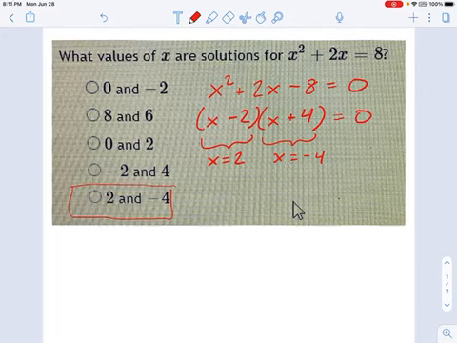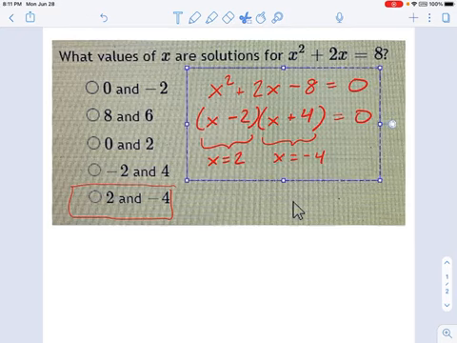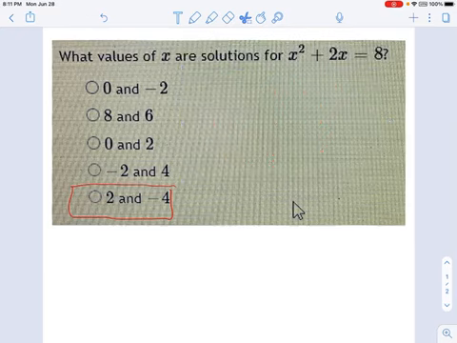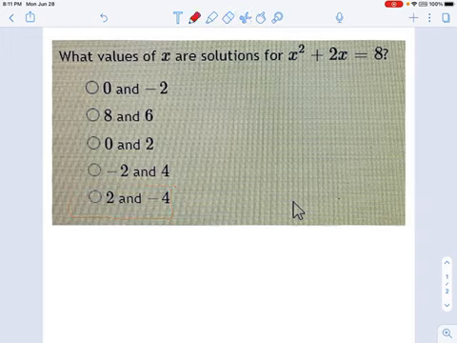Another way you could do it, let's say you had a polynomial, let's say you had an equation here that you didn't know how to factor. Either you don't know how to factor this one, or let's pretend this were just a lot harder and you couldn't figure out how to factor it properly. Well, there's another way to do this and solve it, and that is to go into these choices we have here and just check and see if they work.